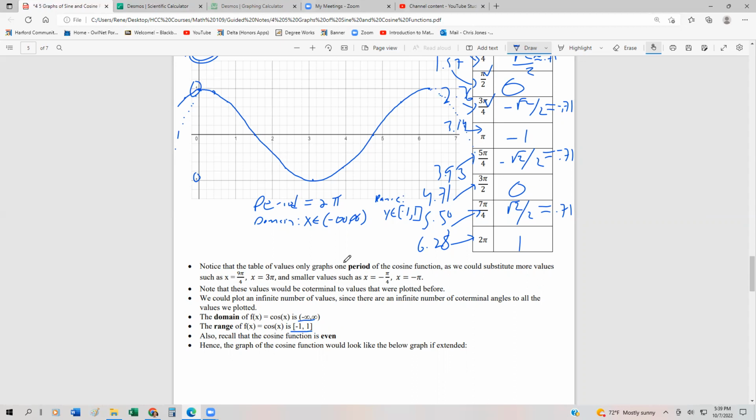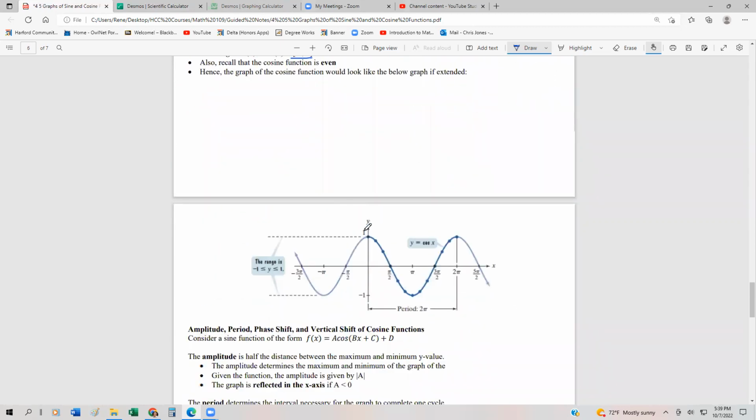If we were to extend the cosine graph, the points here are what we've just plotted by using our table of values. What we didn't plot was a little bit more, such as this, and this would just keep going. I know I'm diverging a little bit from what the graph looks like, but it would just keep going in that pattern, and then just keep going in that pattern this way as well. So that's what our cosine function looks like.